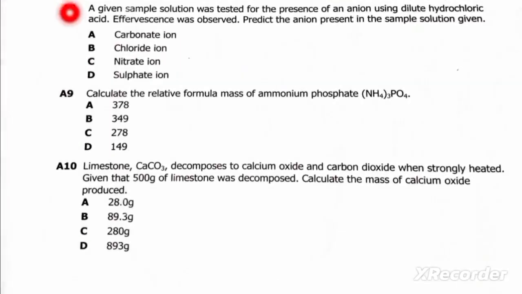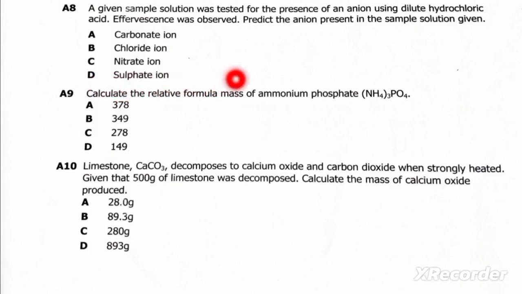Question A8. A given sample solution was tested for presence of an ion using dilute hydrochloric acid. Effervescence was observed. Predict the anion present in the sample solution given. A. Carbonate ion. B. Chloride ion. C. Nitrate ion. D. Sulfate ion.